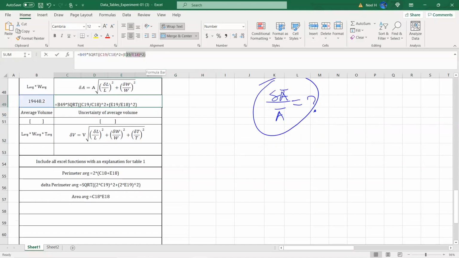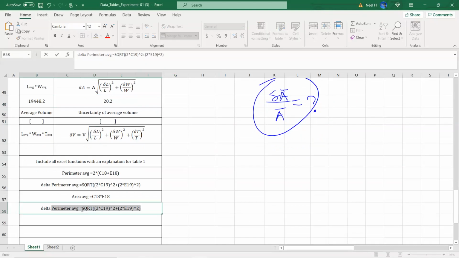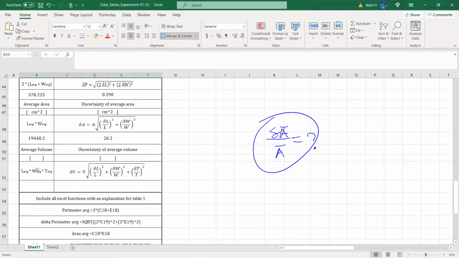Let's copy that function into here. This is going to be delta for area average. Okay, looks good. Let's do the volume. Centimeter cubed, right? Because we multiply three centimeter values together. Unit-wise, I should get centimeter to the power 3. Let's do the volume itself.